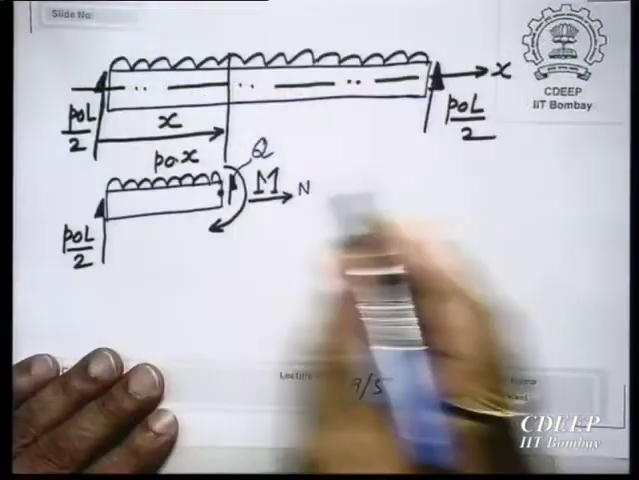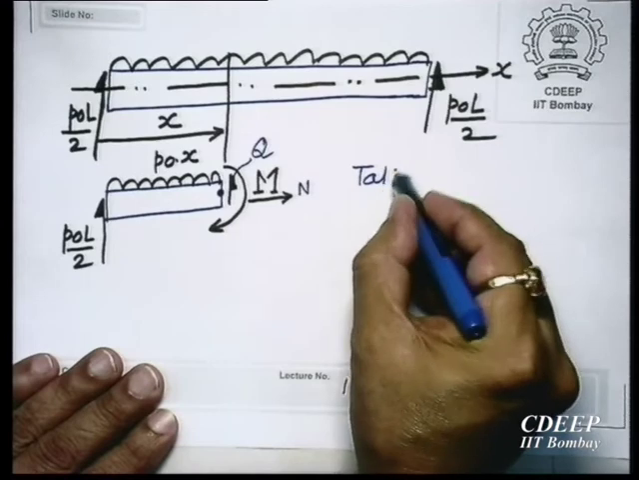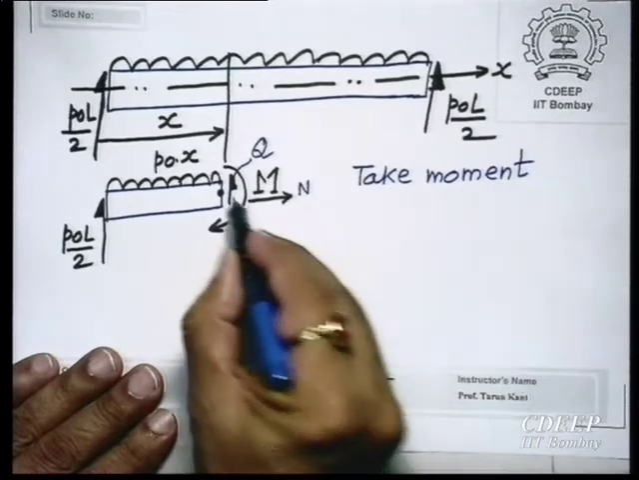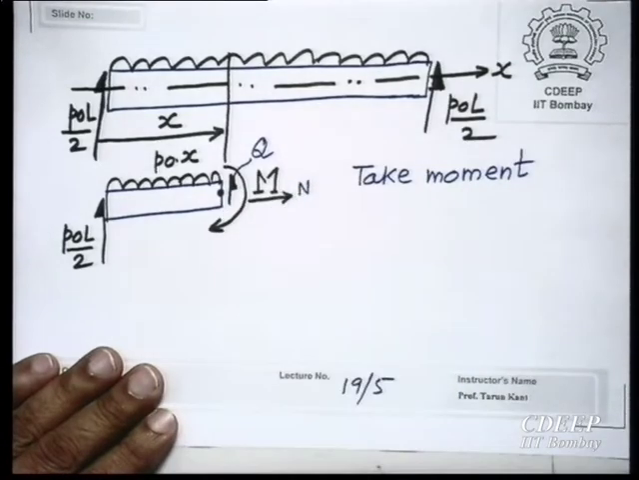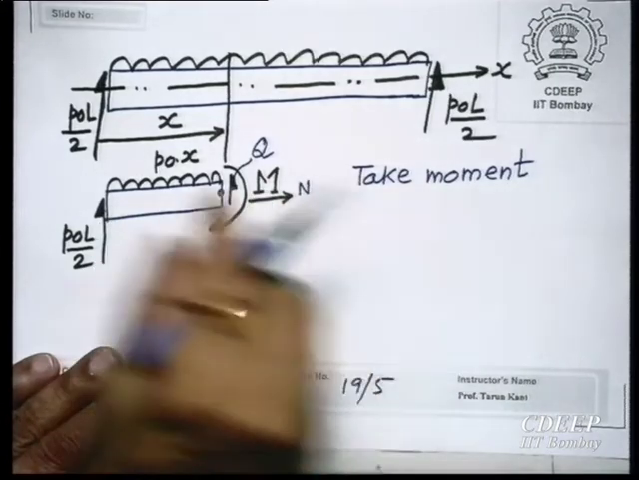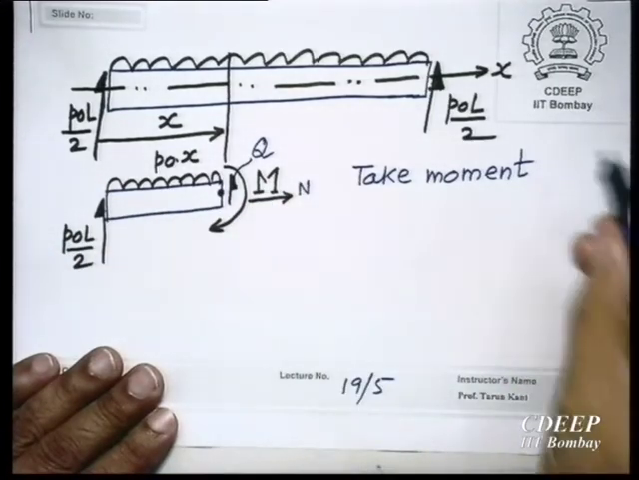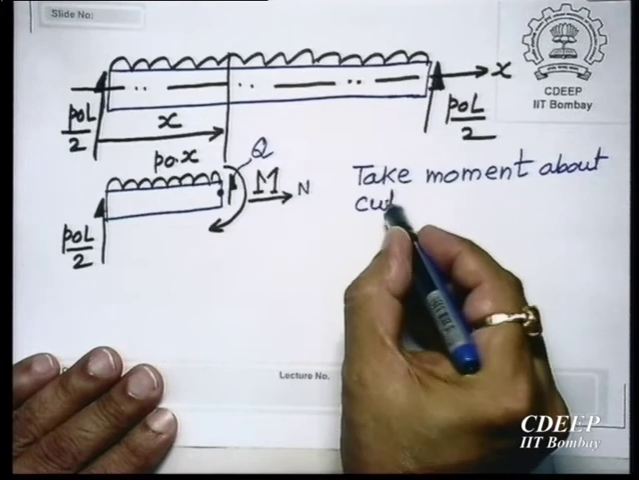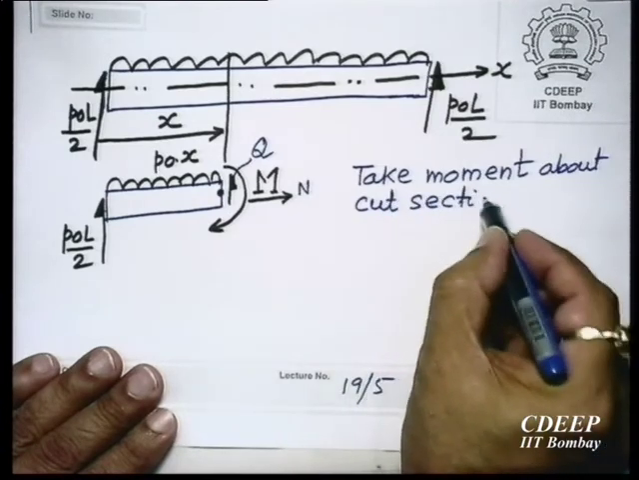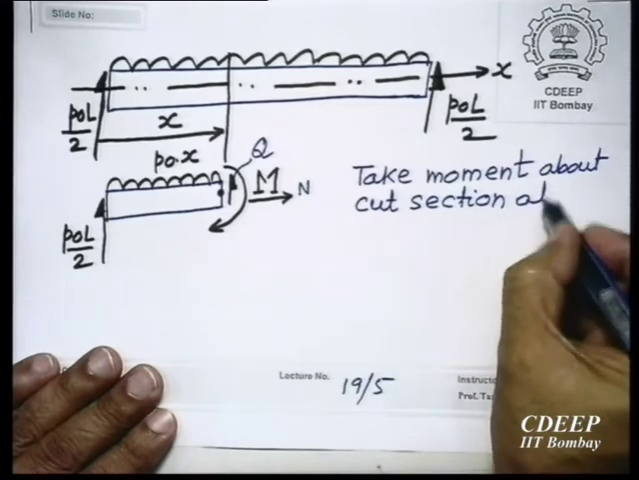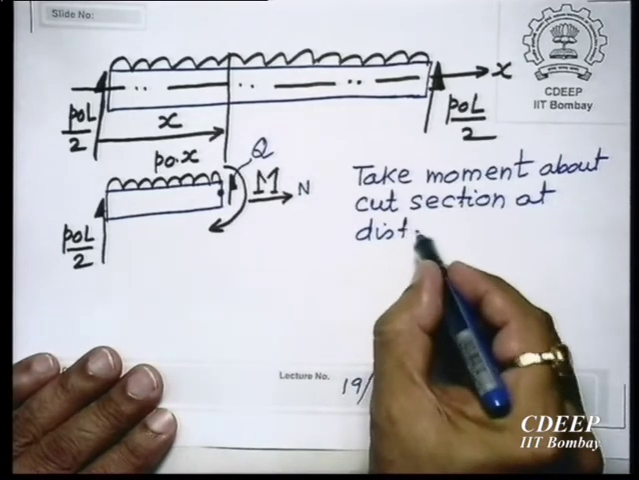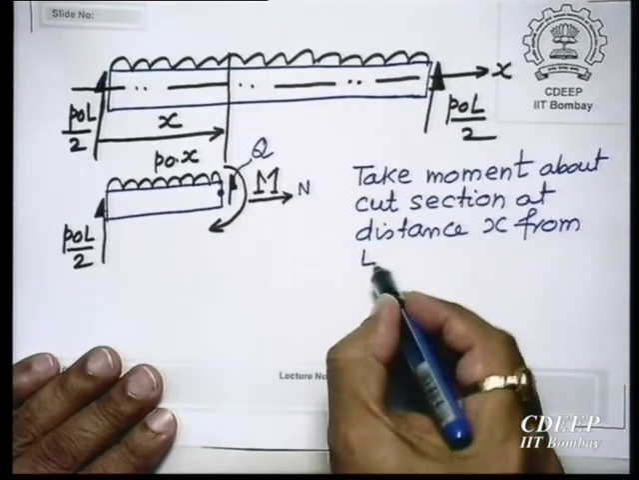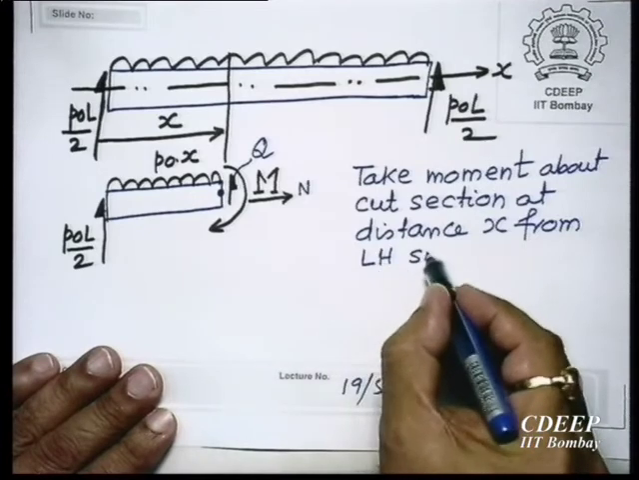So, I take moment about this point. Why do I take it? Because I do not want to have Q and N in my calculation, honestly. Otherwise, I can take moment about this, but again you will have to eliminate this. So, take moment about the cut section at distance x from the left hand support.